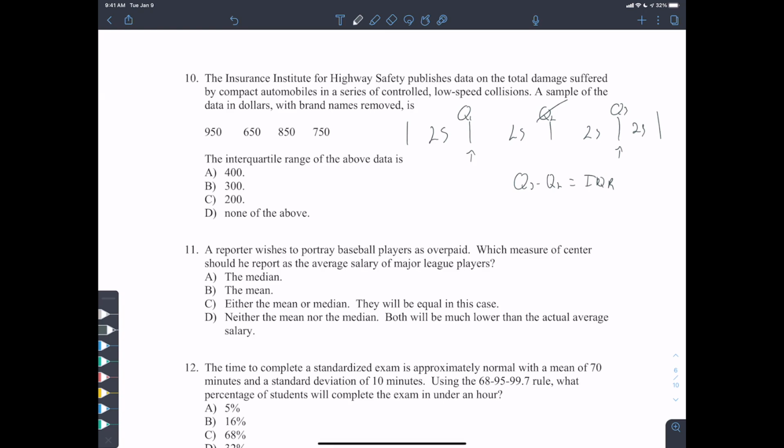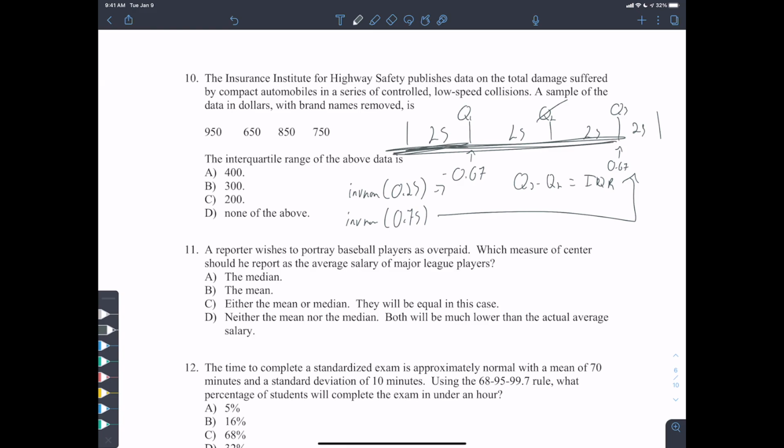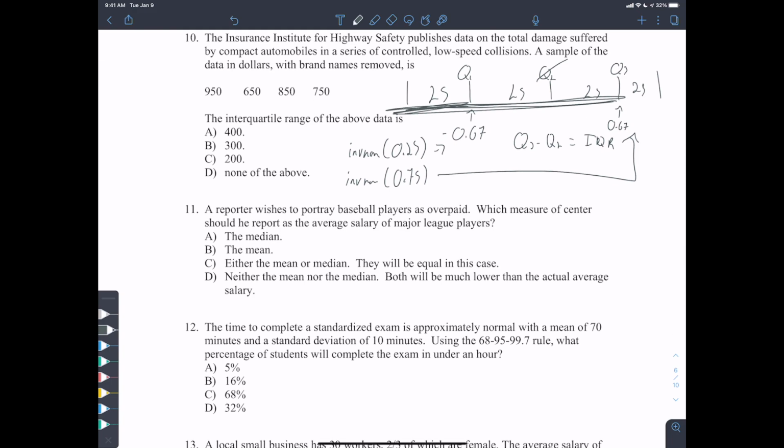And you can do this by finding the z-score for this value, which is negative 0.67, and this one's going to be positive 0.67. You can find that using the inverse norm function of 0.25, which will give you this, and then do the same for 0.75, and that'll give you this one, because you're saying that 25% of the data is below the first one and 75% of the data is below the second. And then you can use your formula to find that. But then you'd also have to find the standard deviation, which is just annoying.